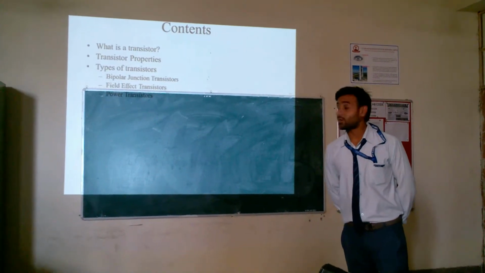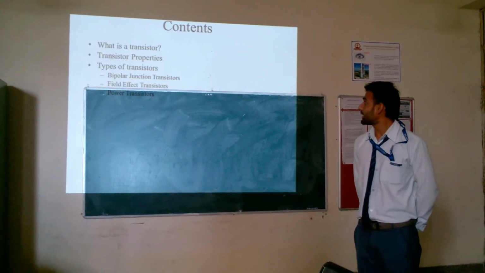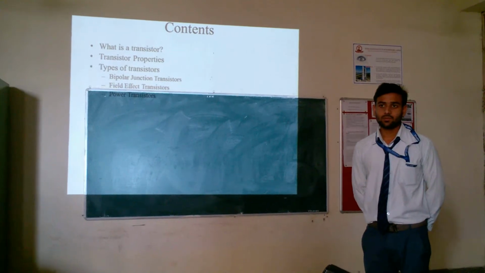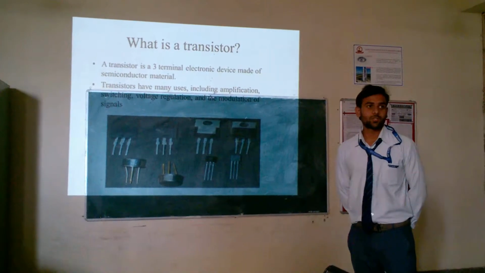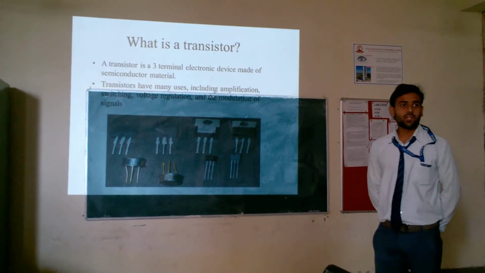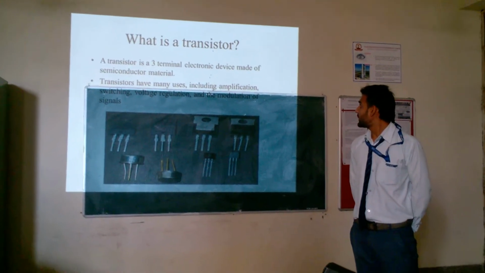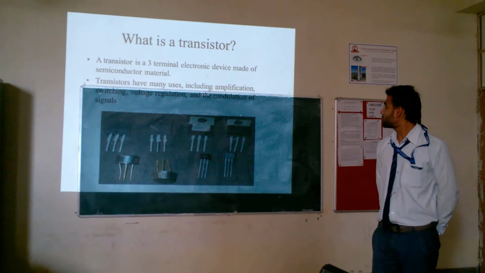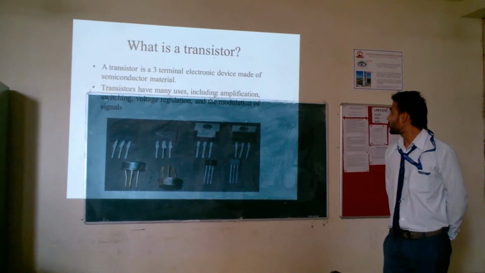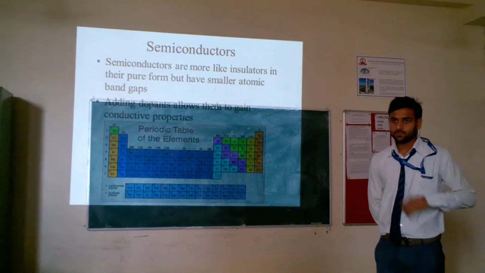Here are the contents: what is a transistor, transistor properties, and types of transistor. What is a transistor? A transistor is a three-terminal electronic device that is used to amplify. Transistors have many uses, including amplification, switches, voltage regulation, and modulation of signals.